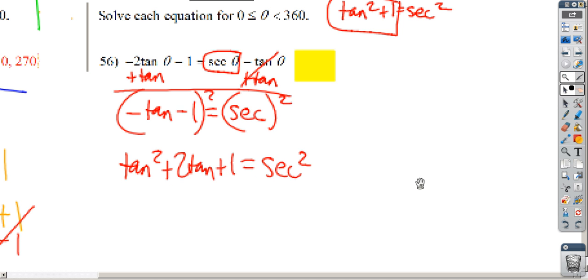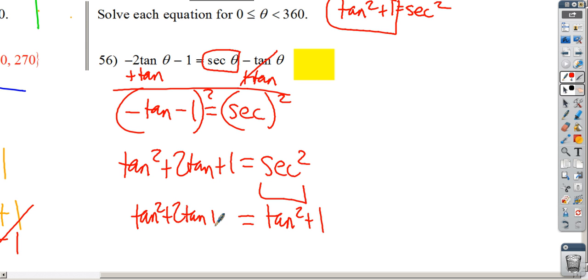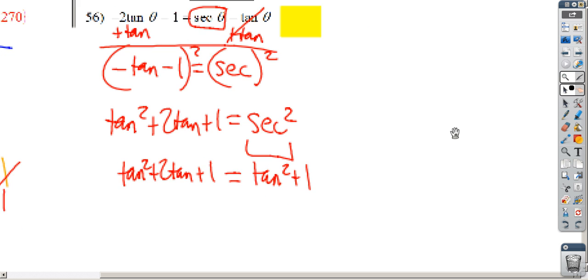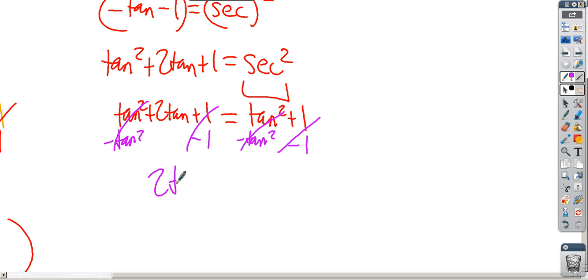Why did I decide to substitute that? Because all the stuff on the left side is in terms of tangent. So that makes the most sense. Let's substitute tan squared plus 1 right here. And that's equal to tan squared plus 2 tan plus 1. And actually this one is not going to be so hard because you'll see what happens in just a sec. We'll subtract the 1, those go away. We'll subtract the tan squared, and those go away. So the only thing we're left with is 2 tangent is equal to 0. We'll divide by 2. So tangent is equal to 0.